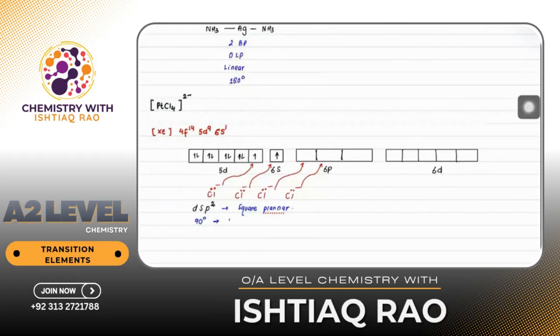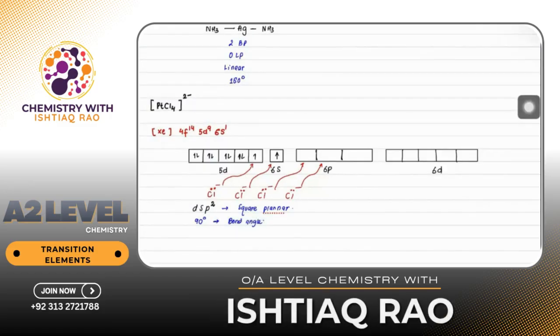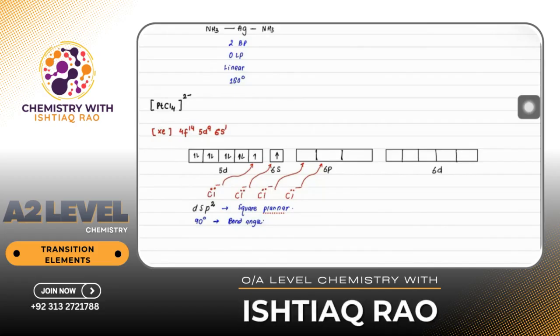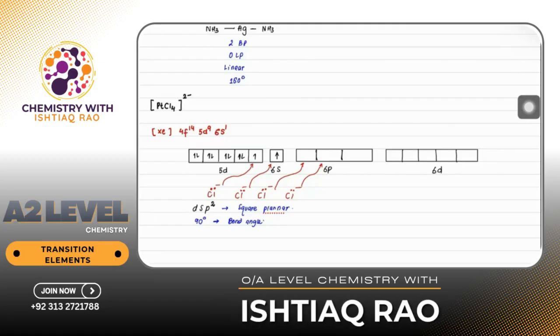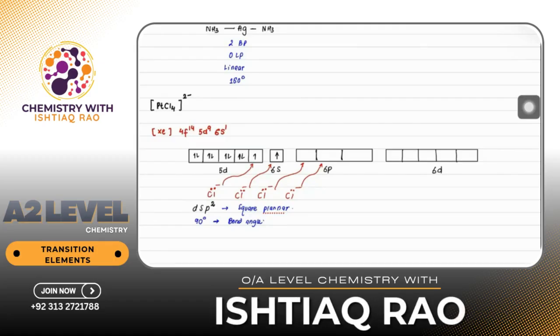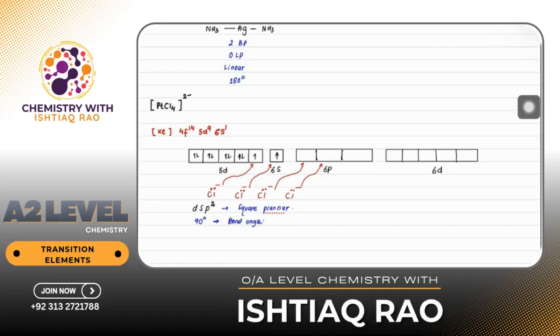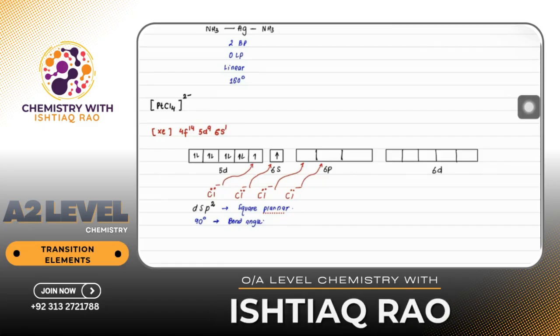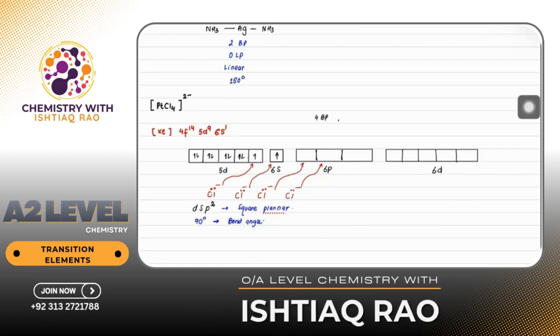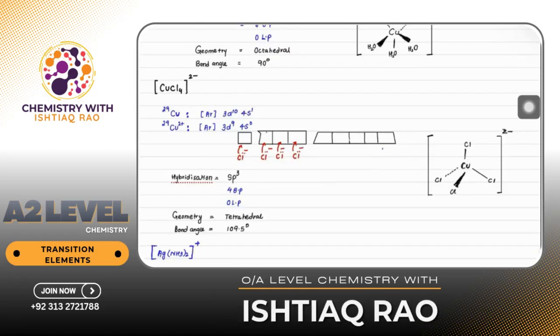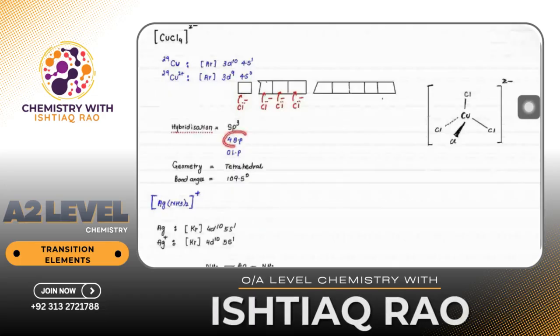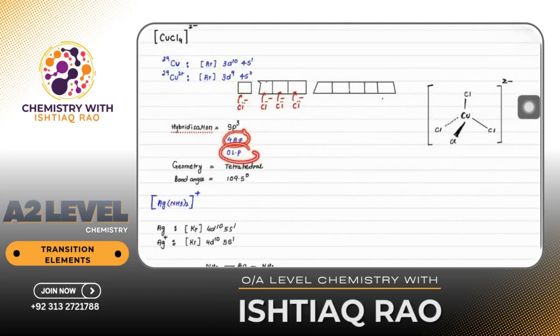From now onwards, when I give you any compound and ask for the geometry, what do you have to do? You have to write down the electronic configuration, then see the hybridization, then the bond angle, then the bond pairs and lone pairs. How many lone pairs and bond pairs does it have? Four bond pairs and zero lone pairs. In the same way, when we were solving the earlier one, I did the same thing.